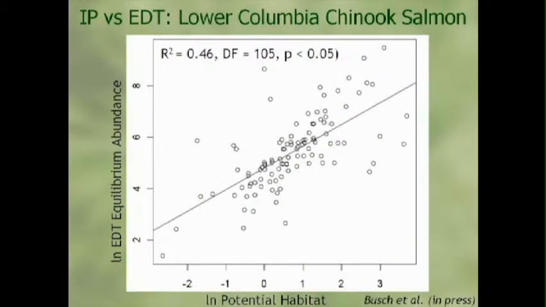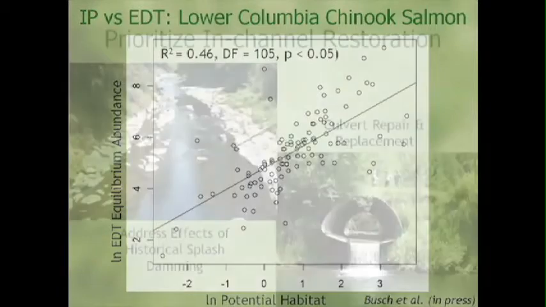So similarly, the intrinsic potential model outputs were related to the outputs from the ecosystem diagnosis and treatment model, and this much more complex model has only been applied in relatively few areas, so the intrinsic potential could be used as a surrogate for habitat capacity where this more complex model has not been applied.